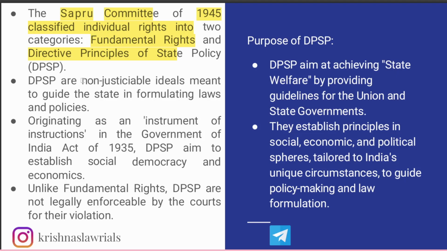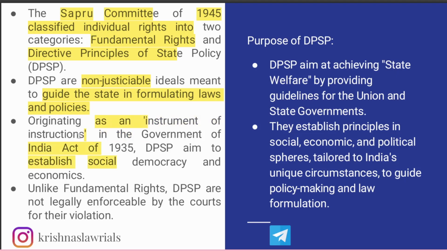So DPSPs are non-justiciable, which we have seen in our last class on fundamental duties. I mean that the DPSPs are only made to guide the state, in a sense our Indian government, in formulating laws and policy. Whenever any law or act is made, they will be seeking reference to DPSP as a guide. It has originated as an instrument of instructions.